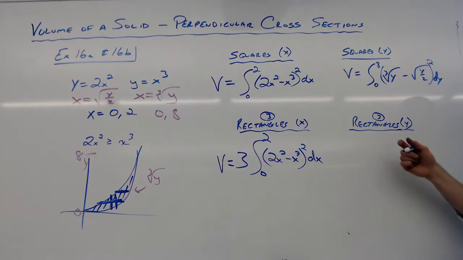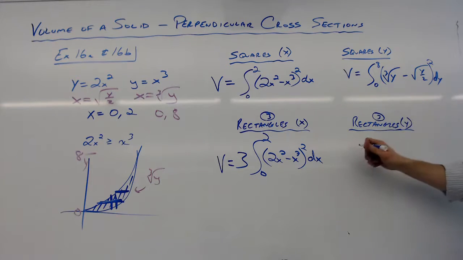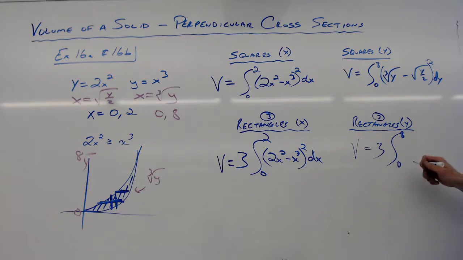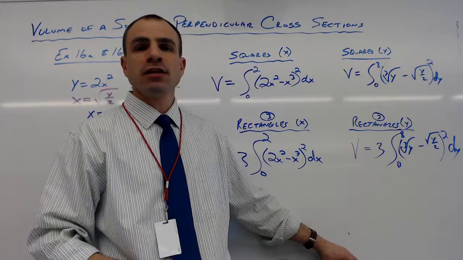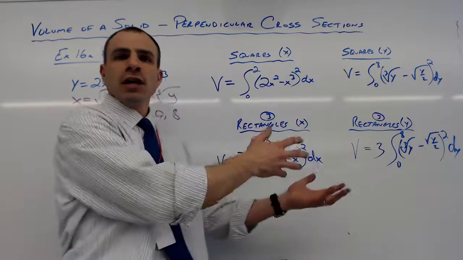And again, if they were perpendicular to the y-axis, same thing that we see up there. Again, we would just need the coefficient of 3 out front. All right, so cube root of y minus square root of y over 2, and we want the square of that, dy. So there's the idea of putting these volume formulas into action.